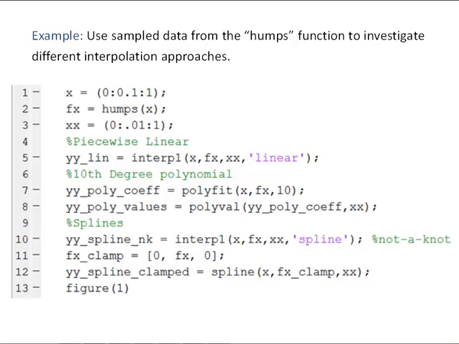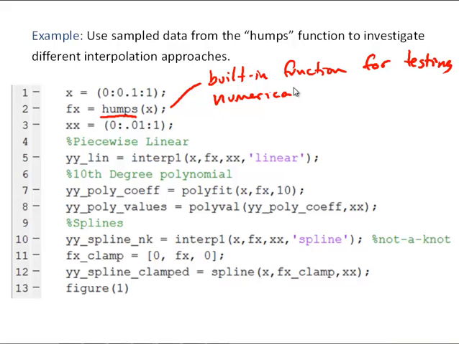So let's look at an example MATLAB script to investigate these different approaches. In this script, I'm going to use sample data from the MATLAB humps function, which is a built-in function. It's there in MATLAB basically for testing numerical algorithms and how they behave with this function. We'll look at it here in a minute, and I'll talk about why it's there.